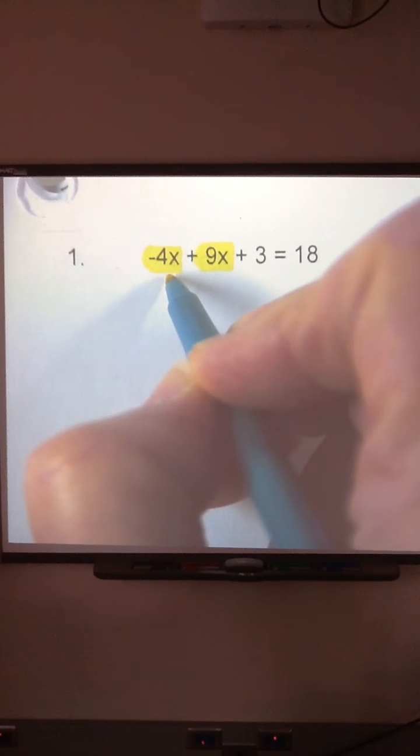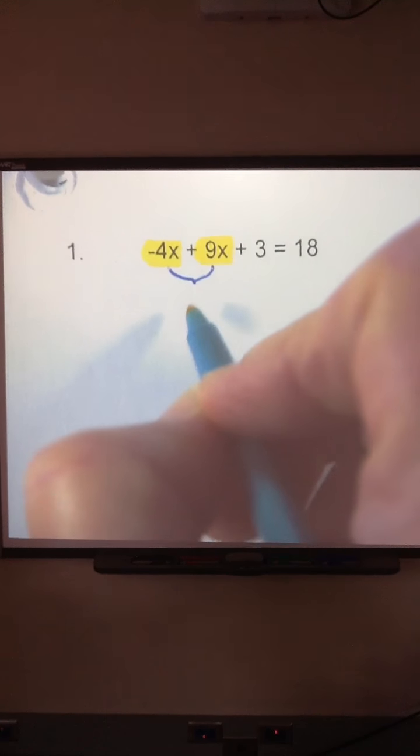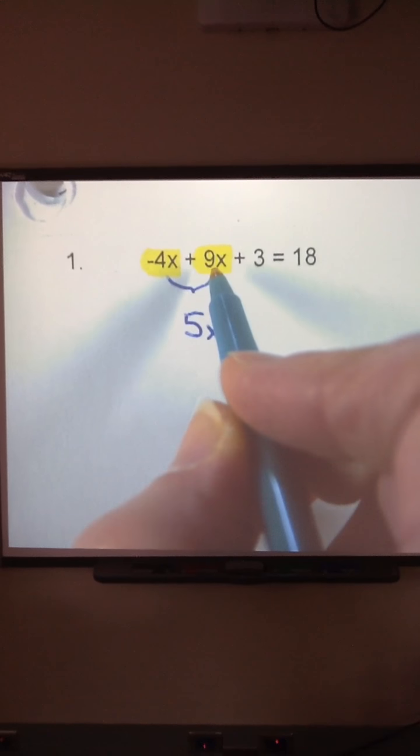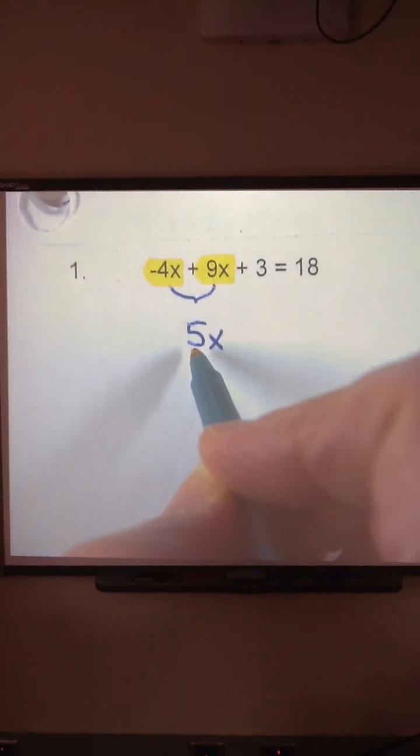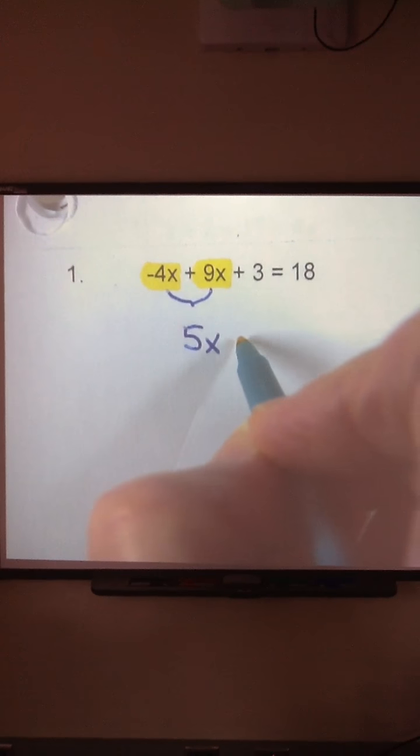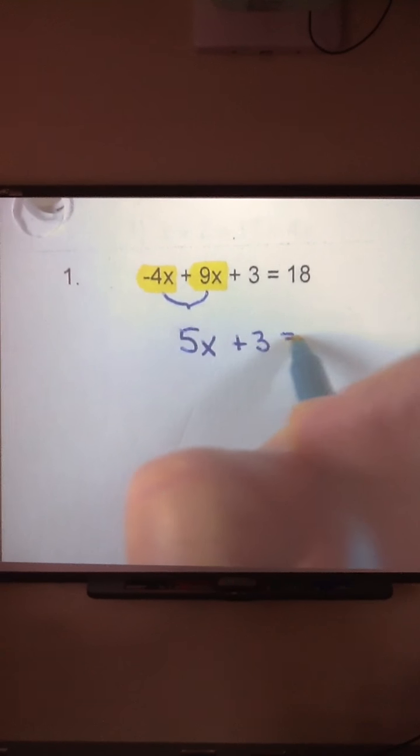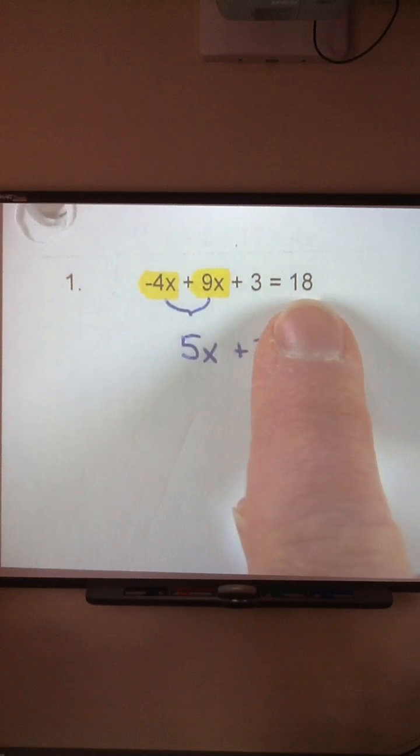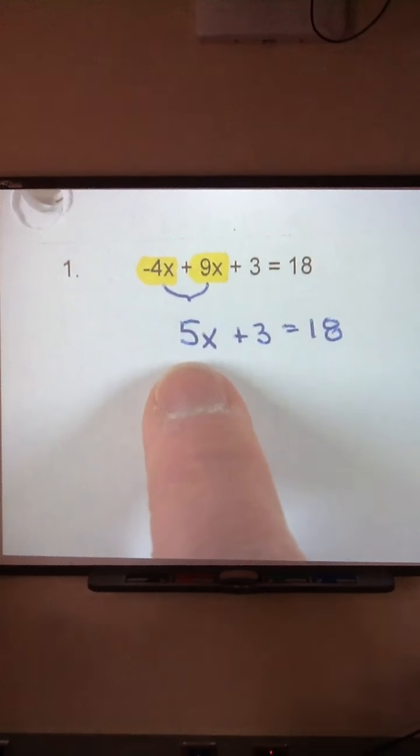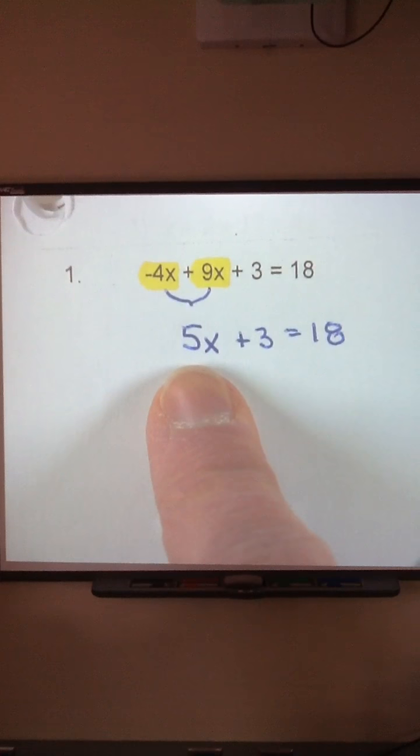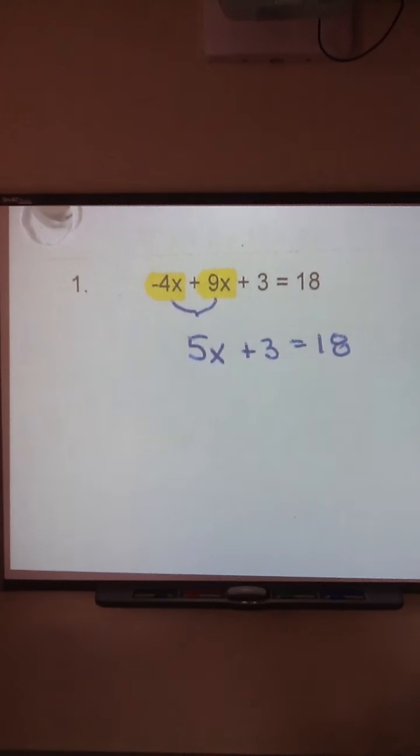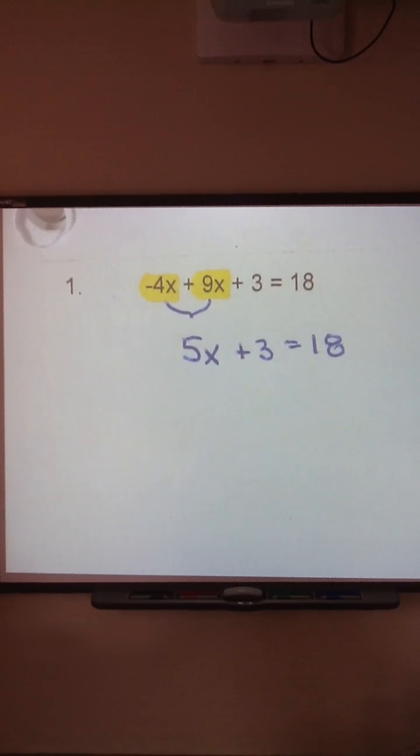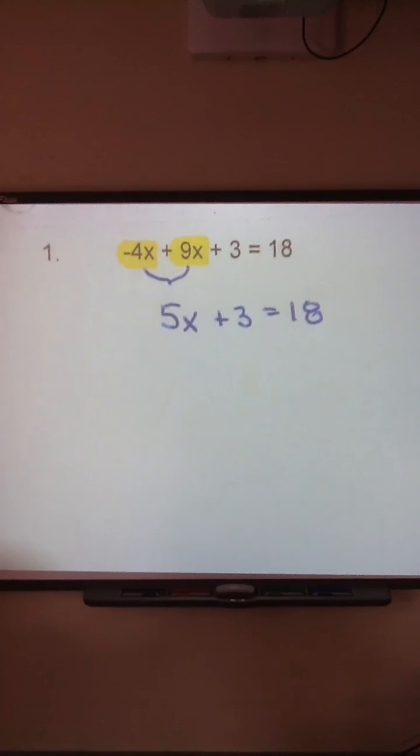So a negative 4x plus a positive 9x would make a positive 5x, because negative 4 plus positive 9 makes positive 5. The 3 remains as is, and so does the 18. So what we've done is we've taken a longer equation and simplified it by combining those terms which are alike, those terms that have the same variable. Once we have it written like that, now the equation is just a two-step equation.